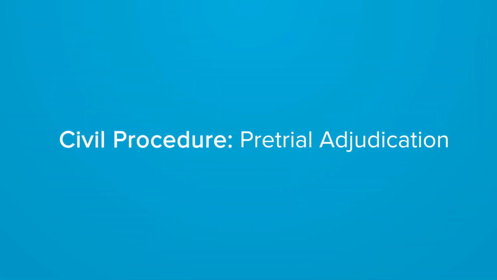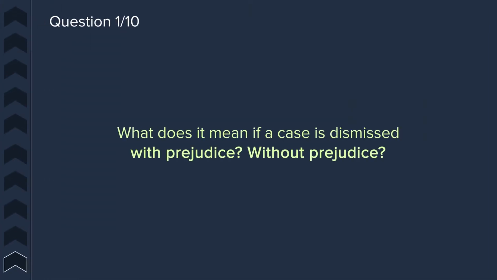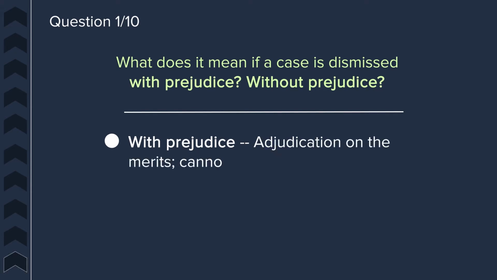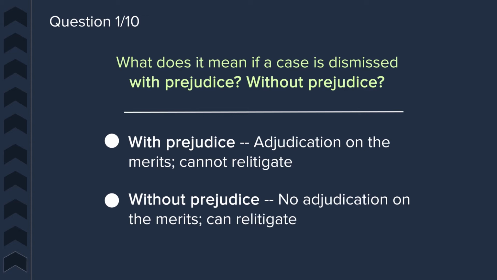These upcoming questions are related to civil procedure pretrial adjudication concepts. Let's get started. Question 1. What does it mean if a case is dismissed with prejudice and without prejudice? If a case is dismissed with prejudice, it's considered an adjudication on the merits and you cannot relitigate. If a case is dismissed without prejudice, then there has been no adjudication on the merits and you can relitigate.